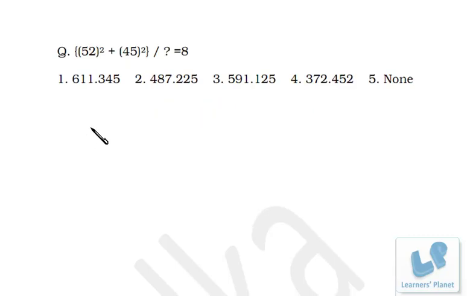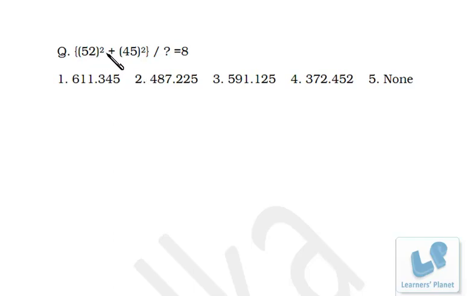Now let's see this question. Here we have to find out (52 square plus 45 square) divided by 8. That is the unknown quantity that we have to find out. Now you can see the options are quite close to each other, so we cannot go for much approximation over here. 591 and 611 are close to each other, and the option "none of these" is also there. So listen to me carefully.